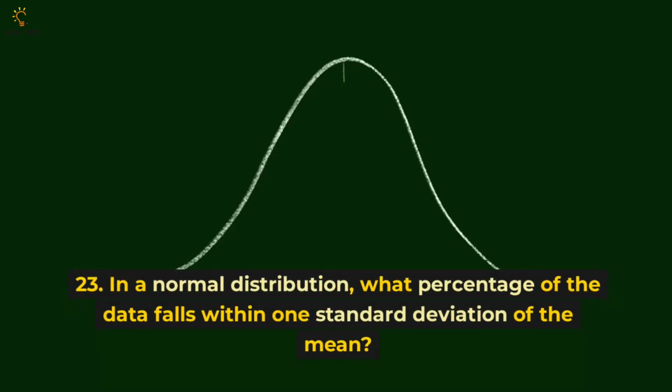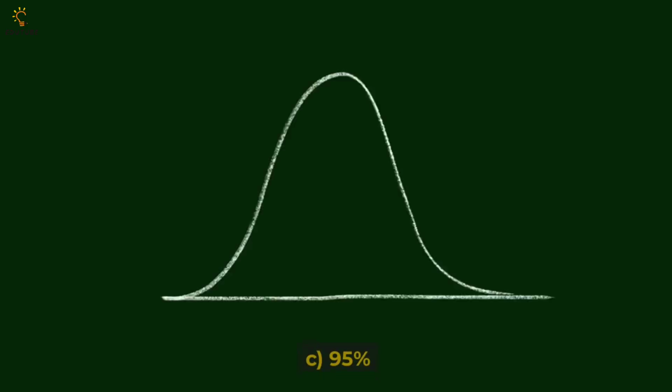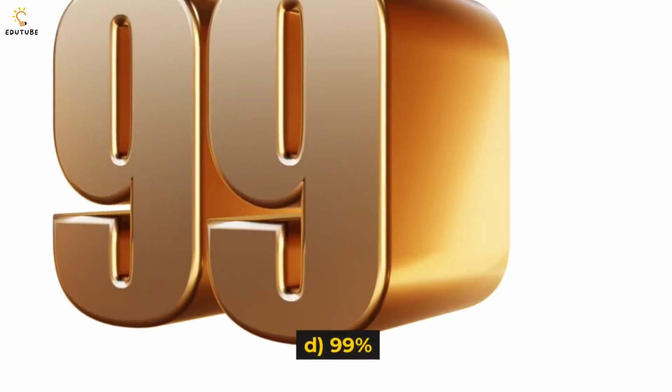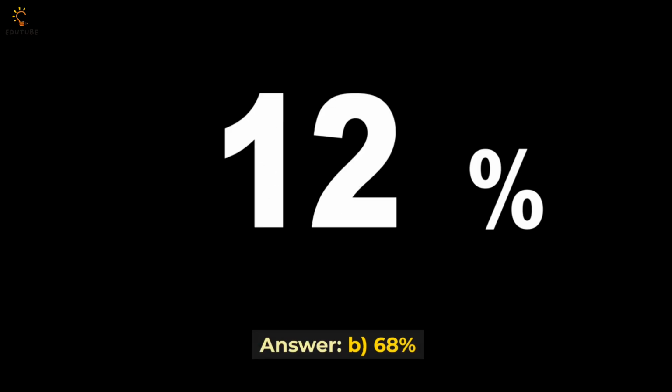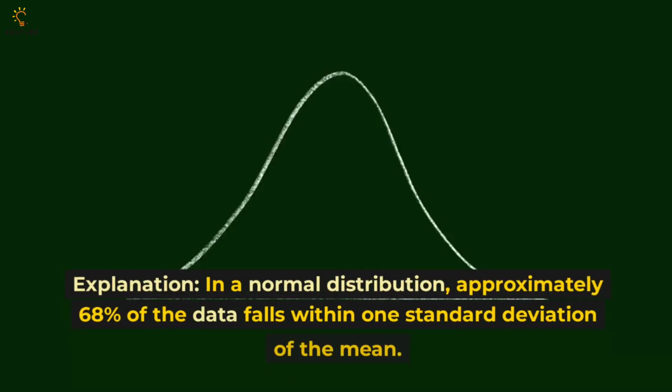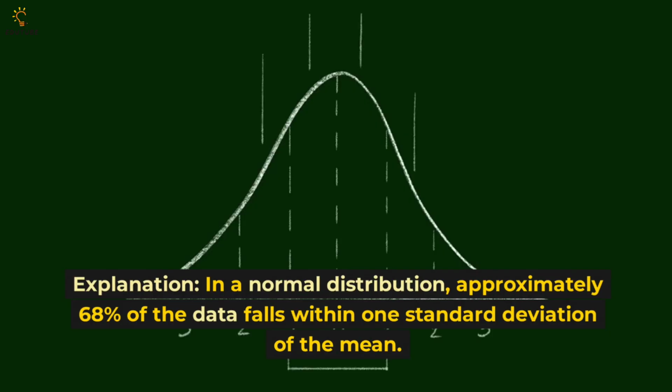23. In a normal distribution, what percentage of the data falls within one standard deviation of the mean? A. 50%. B. 68%. C. 95%. D. 99%. Answer. B. 68%. Explanation. In a normal distribution, approximately 68% of the data falls within one standard deviation of the mean.